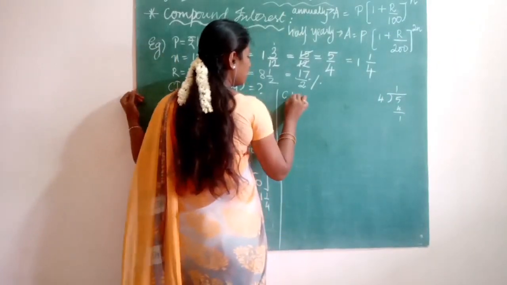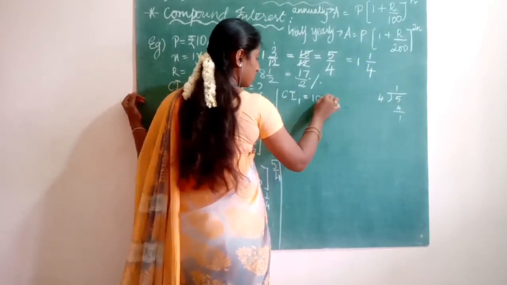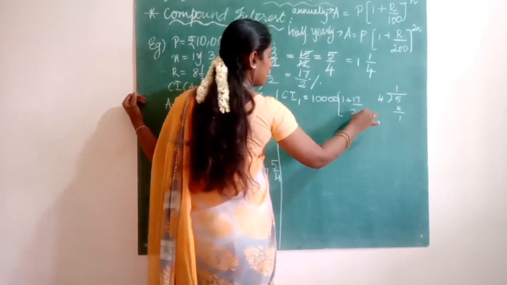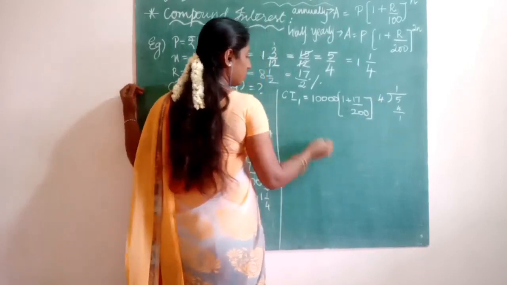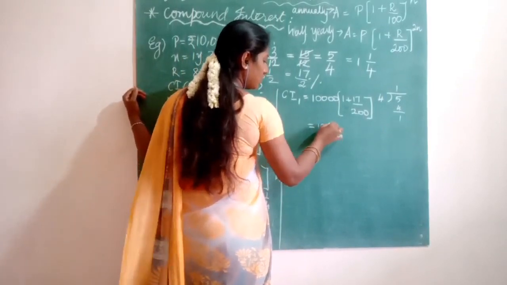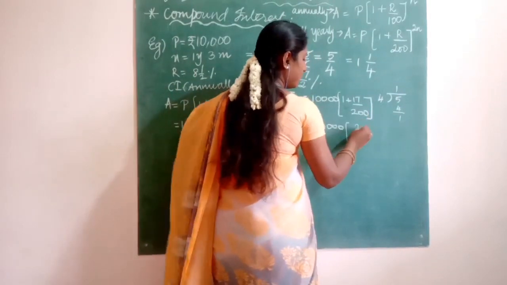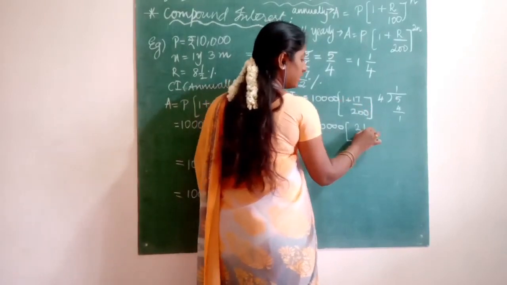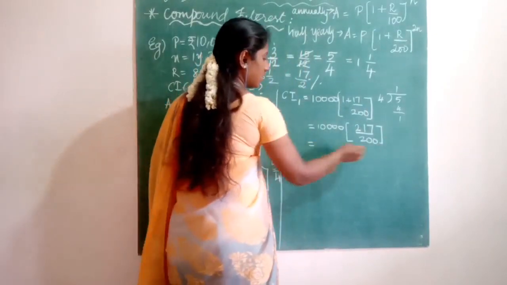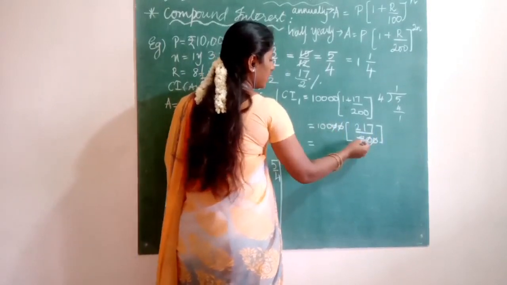So compound interest 1 is nothing but the same: 10,000 into 1 plus R by 400. So this is 10,000 into 200. 200 will come here, then plus 17 is 217 divided by 200. Okay, so the zeros cancel, and here also you will cancel.